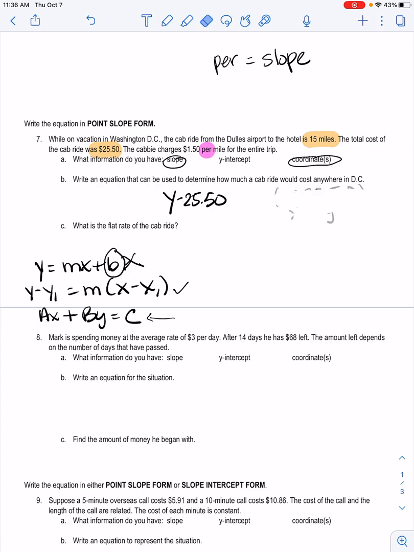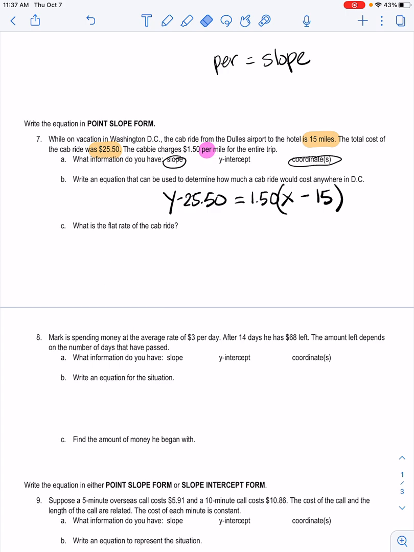Let me erase this. Equals our slope, which is 1.50, times x minus 15. Forgot to put my little parentheses around there. Okay, so that is the equation that you would write and use for number 7. So y minus 25.50 equals 1.50 times x minus 15. So part C of this is we're asking you to solve what actually is the flat rate of the cab ride.